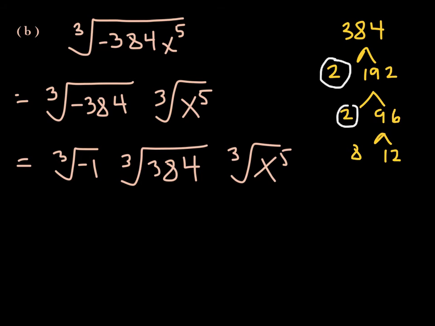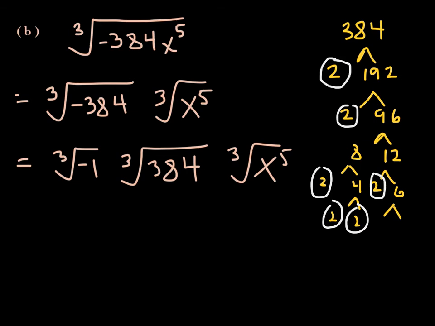Neither 8 nor 12 are prime. I just want to be color coordinated, so just make sure everything stands out for you. 8 is 2 times 4, and 2 is prime, so I'll circle that. 4 is 2 times 2, and each of those 2's are prime. All right, now 12, let's go back to 12 here. 12 is 2 times 6. You could also do 3 times 4 if you'd like. 2 is prime, 6 is not. 6 is 2 times 3, and both of those are prime.